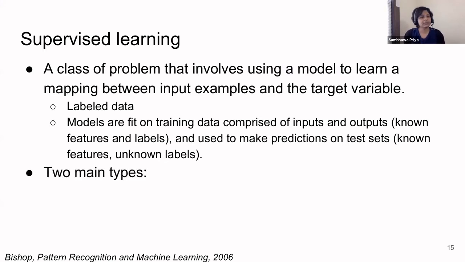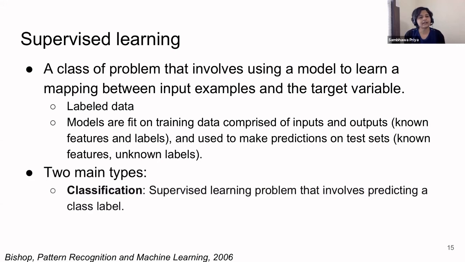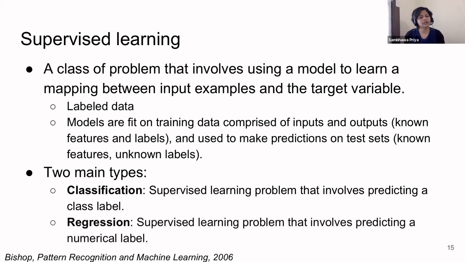There are two main types of supervised learning, as we saw. Classification is a learning problem that involves predicting a class label, a categorical variable, like cancer versus not cancer. Regression is a supervised learning problem that involves predicting a numerical label, for example BMI or blood pressure and so on.